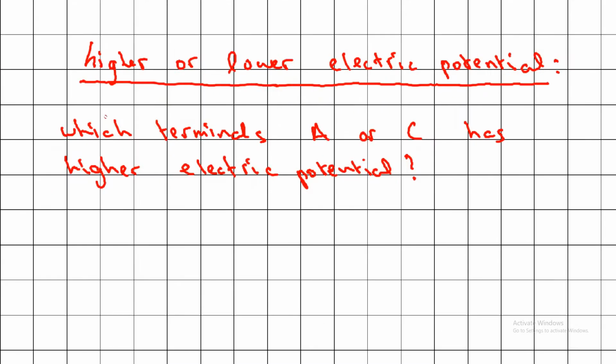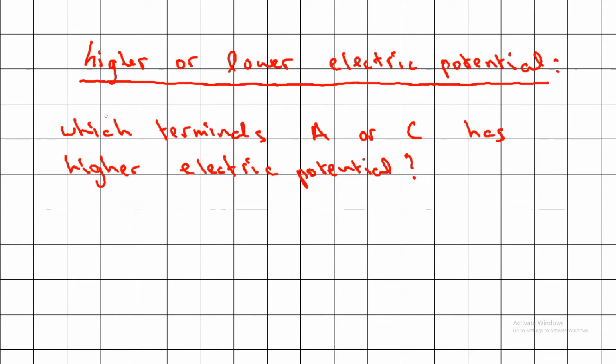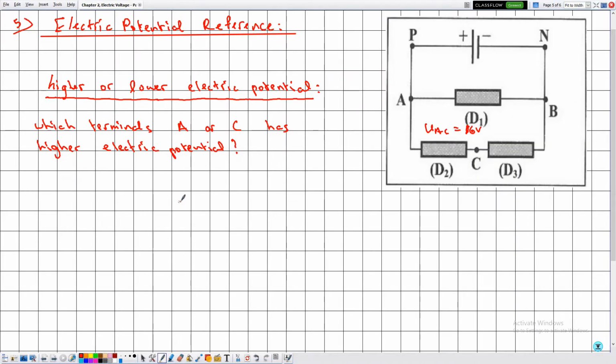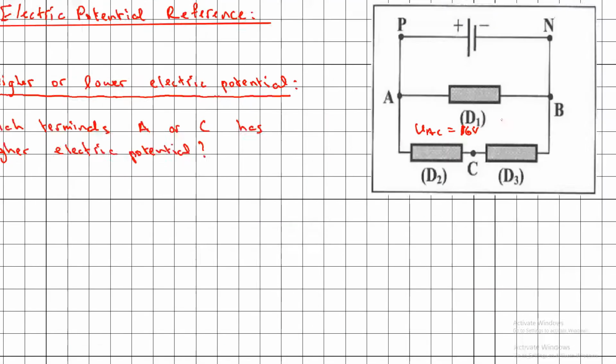So here the question they are asking us is, which terminal, A or C, has higher electric potential? The electric potential is denoted by V. By higher we mean greater. So we are asked to compare the potentials at the point A and the point C. Suppose that we don't know the values of VA and VC. So here we need to say if one is greater, less than, or equal. We can compare the electric potentials between these two points by simply knowing the voltage that relates them, which is given by 16 volts.